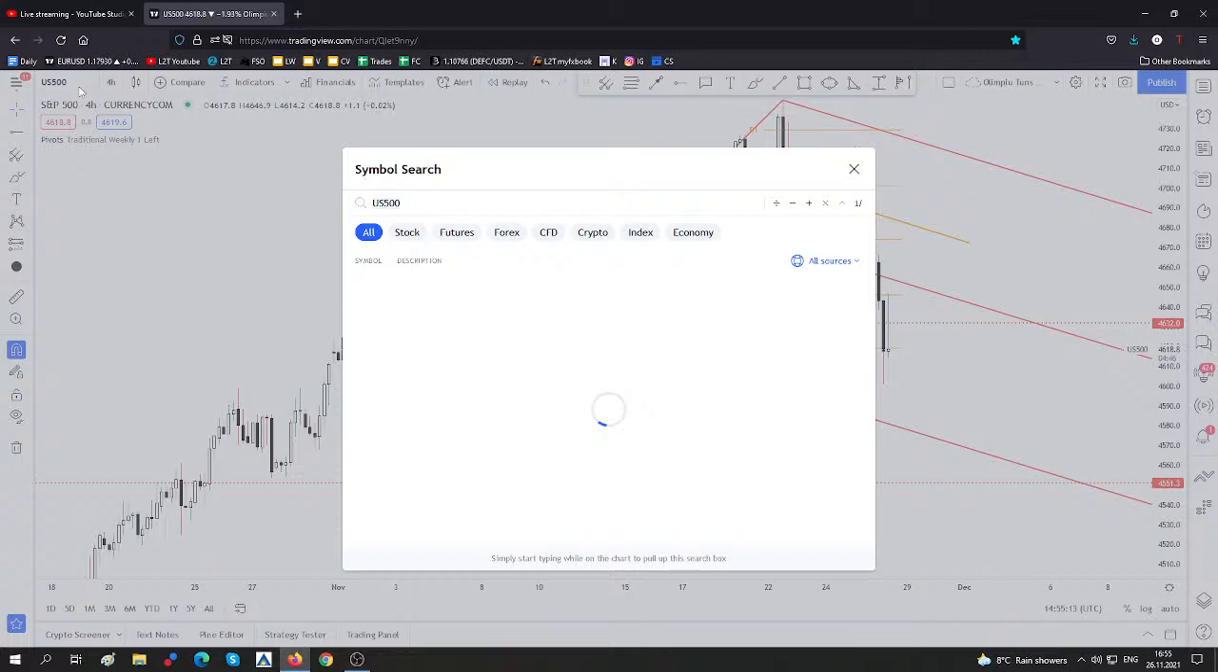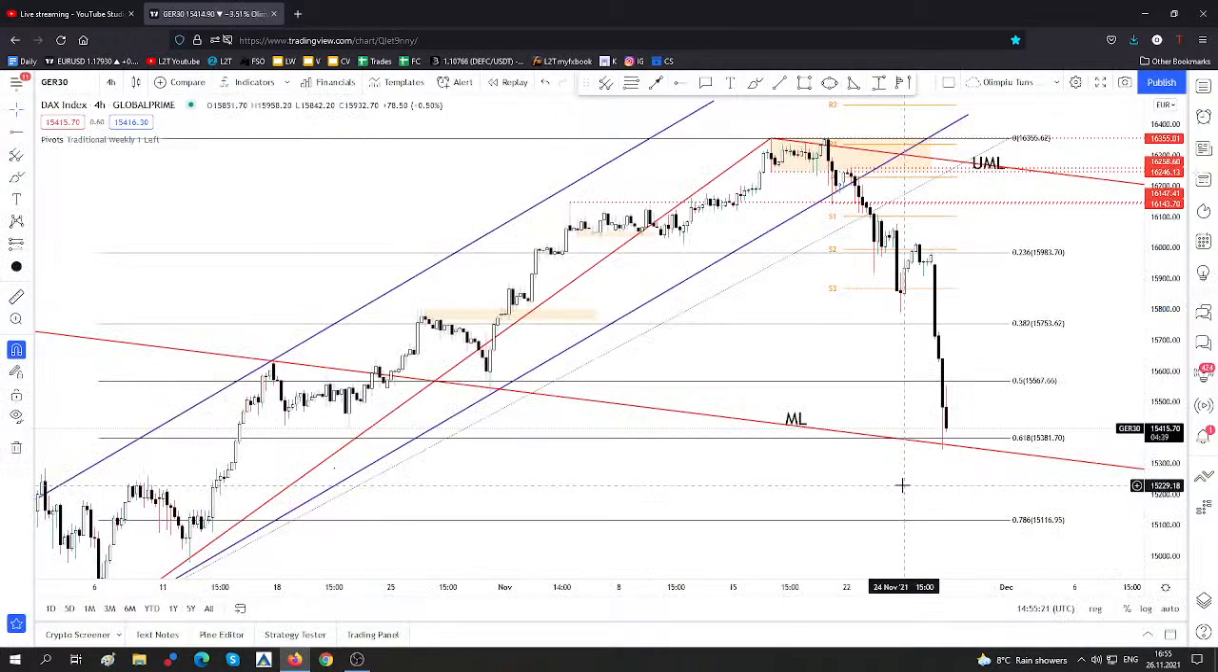DAX 30. So what do you say about this one? I've told you, and I've also sent you guys a video analysis talking about something like this. Let's measure it again.